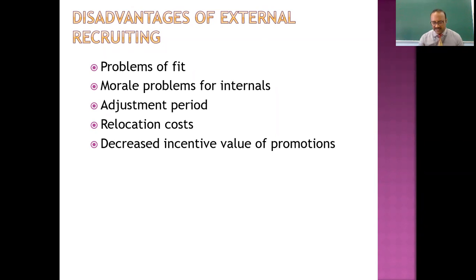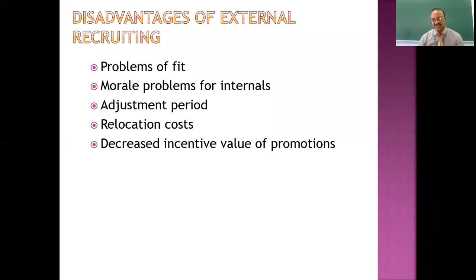Thirdly, an external candidate will take time to adjust. Fourth, sometimes they may have to relocate. They're moving from a different place, with a different climate, culture, and city, and the family finds it difficult to adjust. Children find it difficult to adjust. All of those issues will also be there.